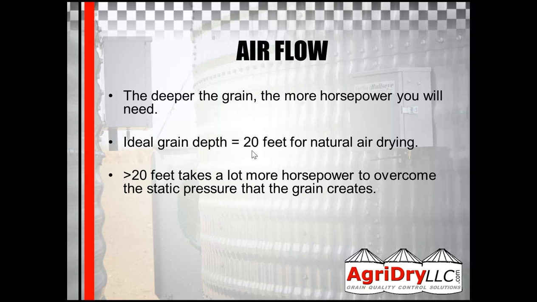So when we tell guys, if you want to change the moisture of the grain, ideally, if you're going to set up a bin for natural air drying, we're going to look at a 20 to 25 foot sidewall height bin. Doesn't mean you can't have a taller bin.